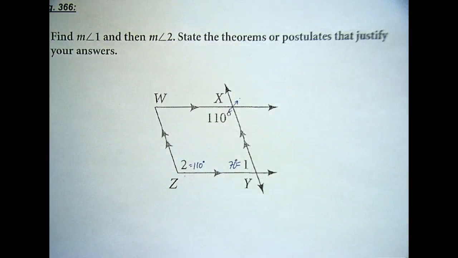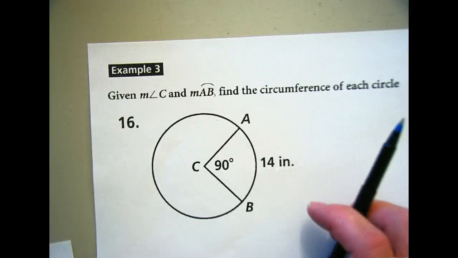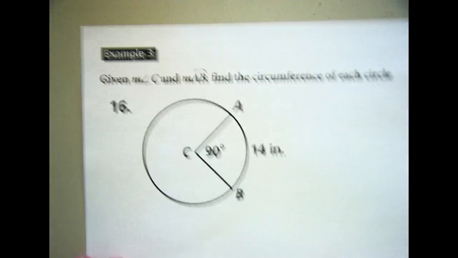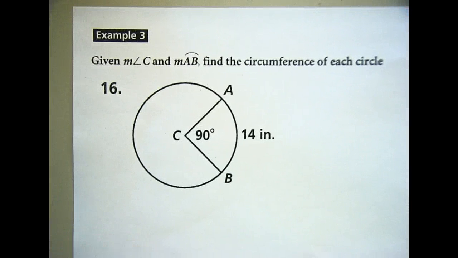Okay, I want everyone to take a look at problem 16 on the example side of the sheet I just gave you. This given measure of angle C and measure of arc AB, find the circumference of the circle. Go ahead and work that out with your neighbor there. How are you going to do that? All right. Heard a few decent ideas, so what do we do? Julian, what do you think?